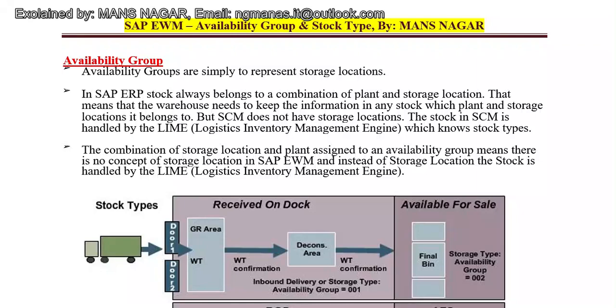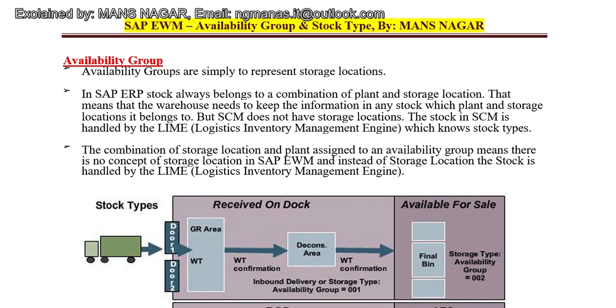So today I am going to give you a deep understanding of the availability group and stock types. Because in the warehouse we have different kinds of stocks. Some stocks are blocked stock. Some are, for example, fast moving stock. Sometimes the stock we have in the bin is slow moving stock.